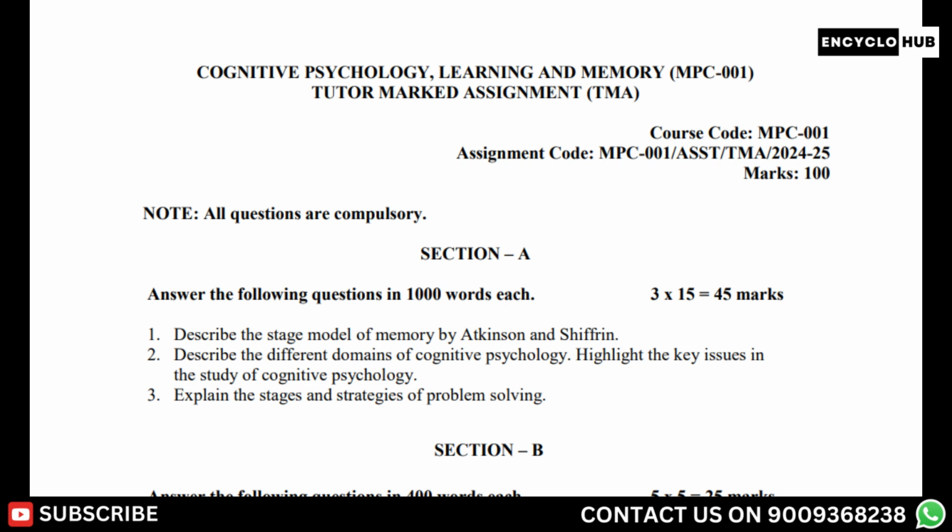Now question 3. Explain the stages and strategies of problem solving. Section B. Answer the following questions in 400 words each. 5 times 5 is equal to 25 marks.